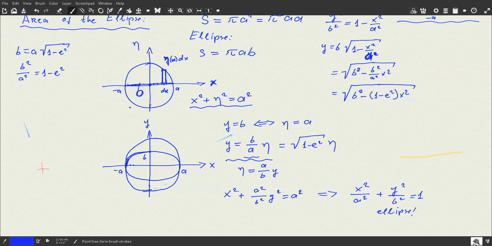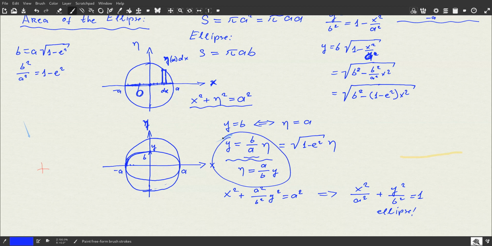So what used to be a circle in x, eta coordinates becomes an ellipse in x, y coordinates. So I would better not confuse you. Let's say this is eta and this is y. The axes are the same up to a direction, but different up to a scale. So that's the relationship between them.